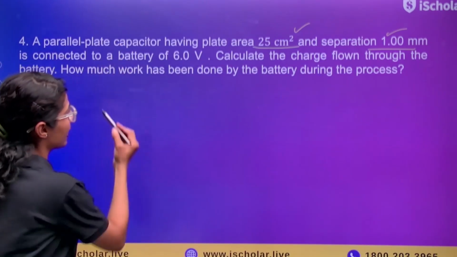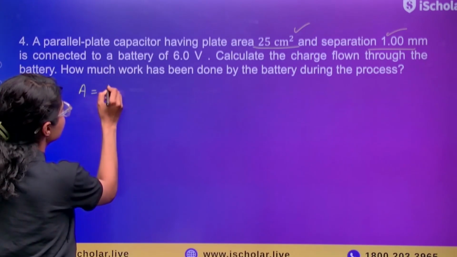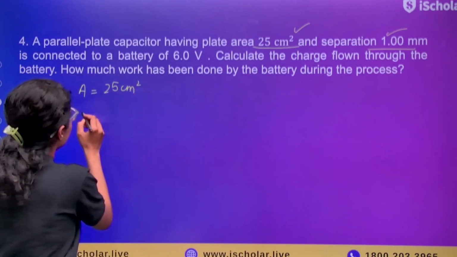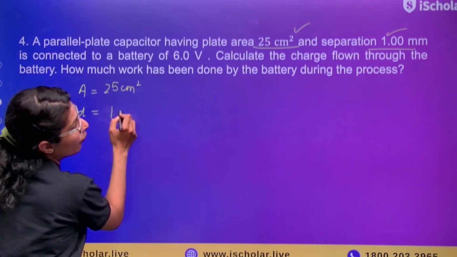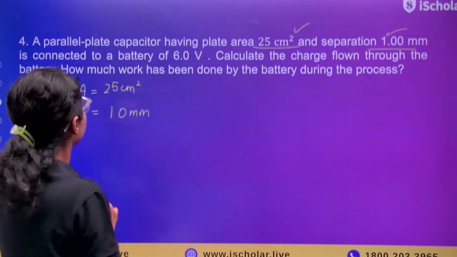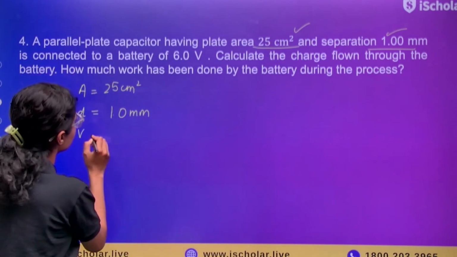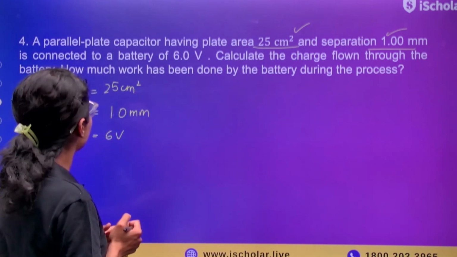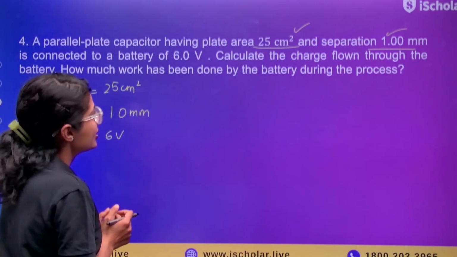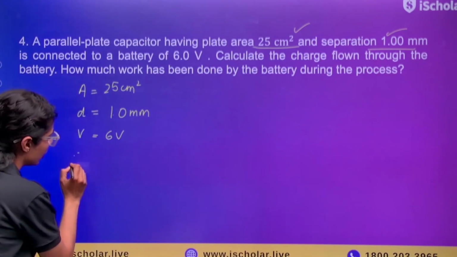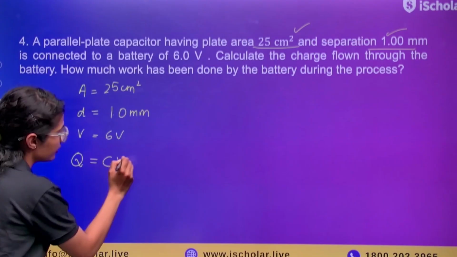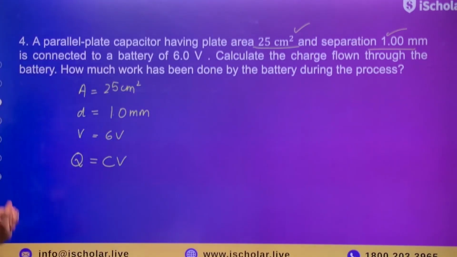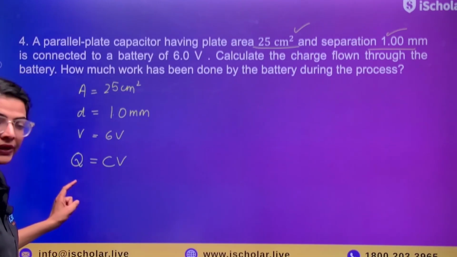A parallel plate capacitor with the area mentioned as 25 centimeters square, separation D given as 1 mm, is connected to a battery whose value is 6 volt. Calculate the charge flown through the battery. So how can we calculate? As simple as that. We know that the charge on the capacitor is given as Q equals CV. Q we need to calculate.